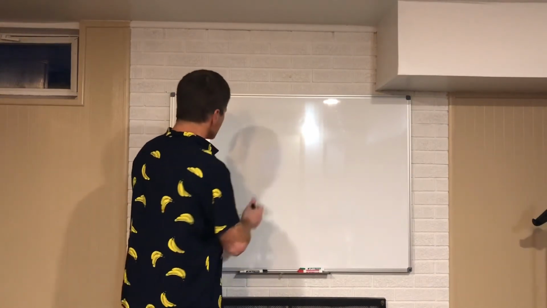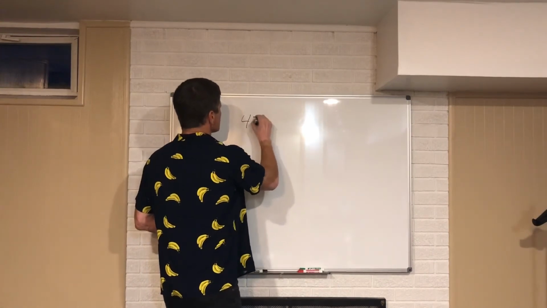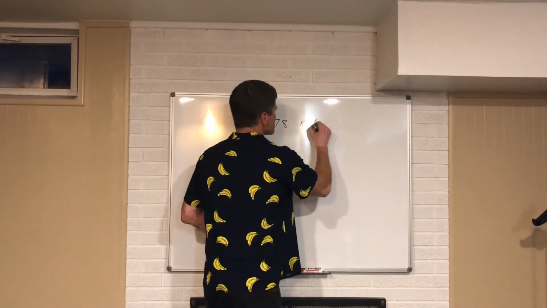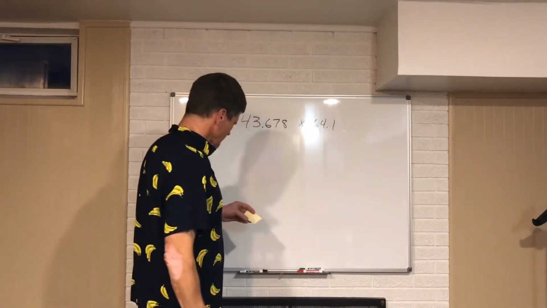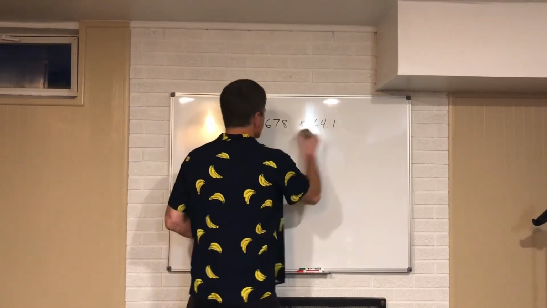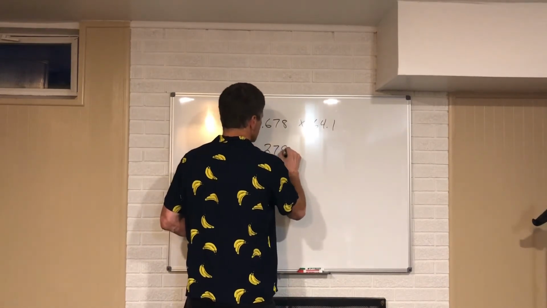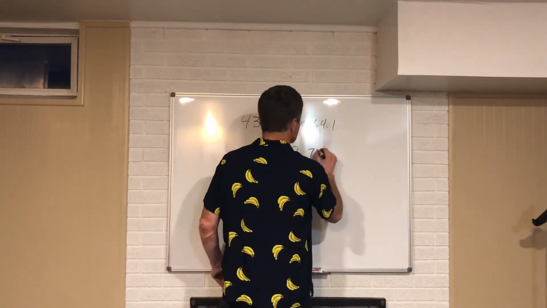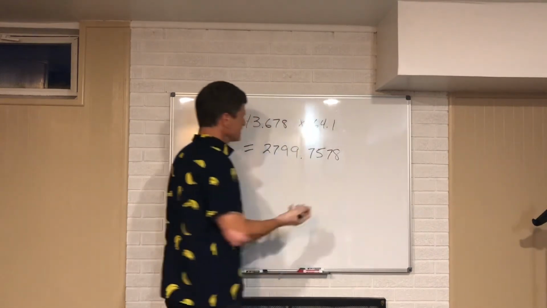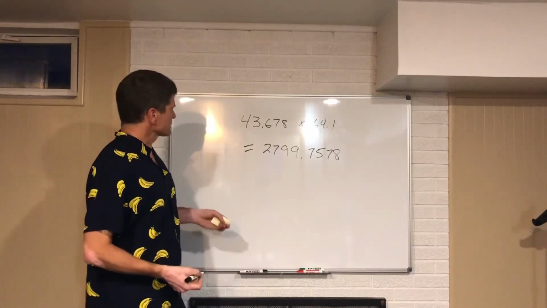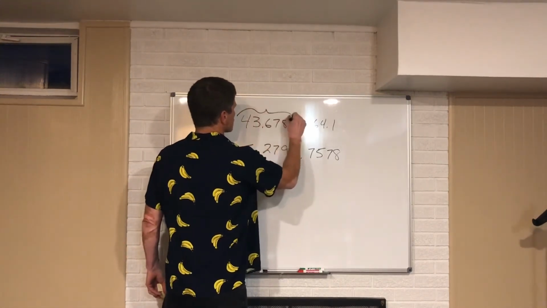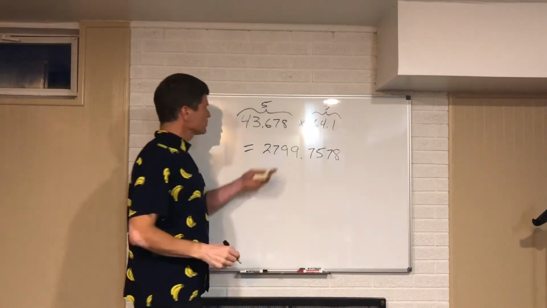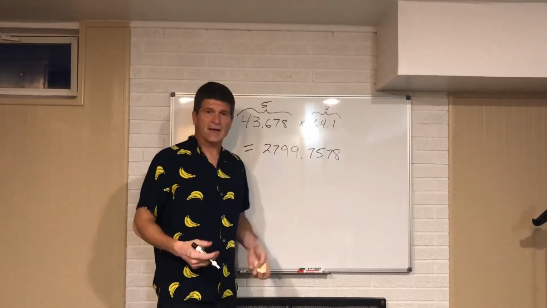So we're going to take 43.678, and I'm going to multiply that by 64.1. Okay? Now, when I go out there and do the math on this, it turns out that it equals 2,799.7578. Okay, and obviously now we have to go through and figure out the significant figure aspect of it. So in this case, I got 1, 2, 3, 4, 5, and in this case, I got 3. So I know that since this is multiplication, my final answer has to have 3 significant figures.